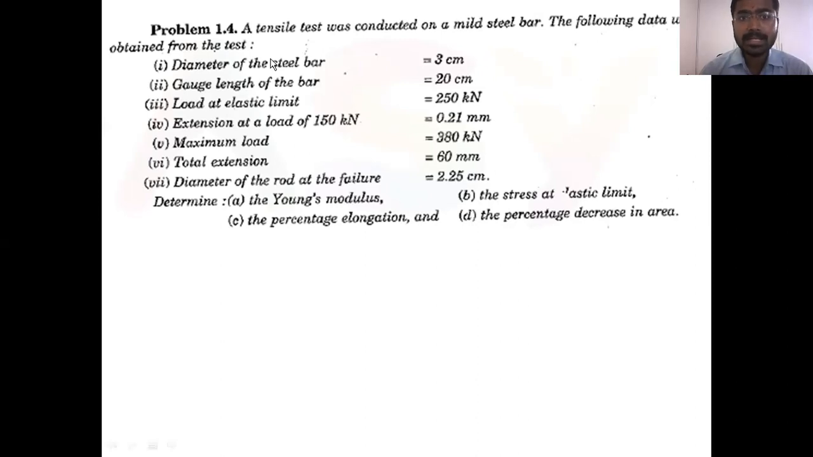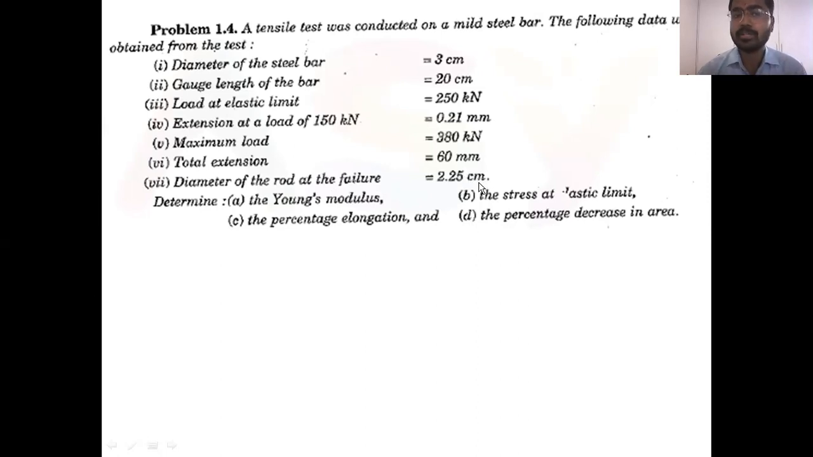If you see the question, a tensile test was conducted on a mild steel bar. The following data was obtained from the test: diameter of the steel bar is equal to 3 centimeter, gauge length of the bar is equal to 20 centimeter, load at elastic limit is equal to 250 kilonewton. Extension at a load of 150 kilonewton is equal to 0.21 mm. Maximum load is 380 kilonewton. Total extension is 60 mm. Diameter of the rod at the failure is 2.25 centimeter.